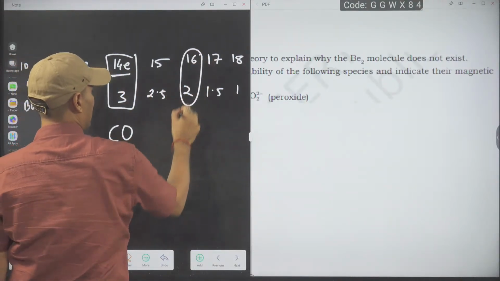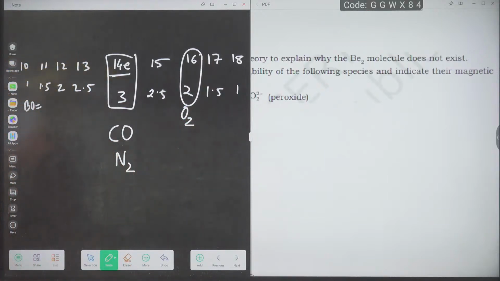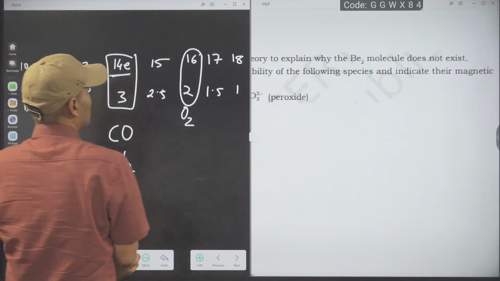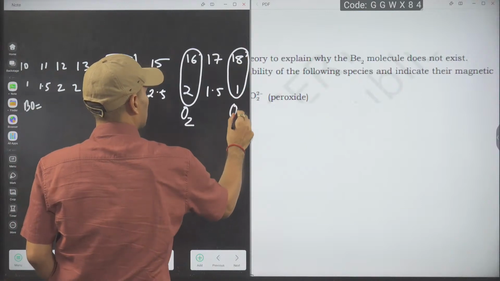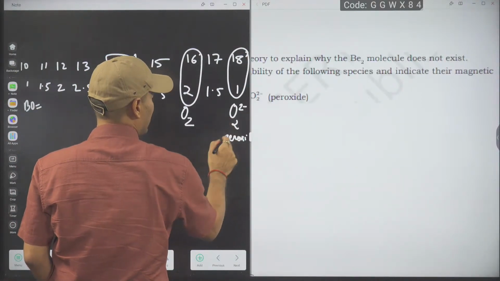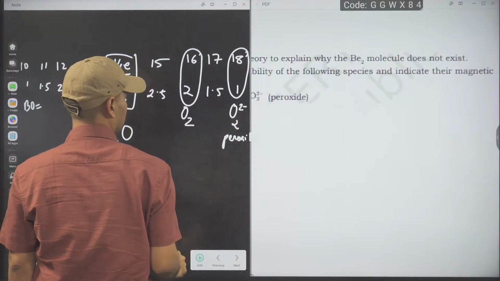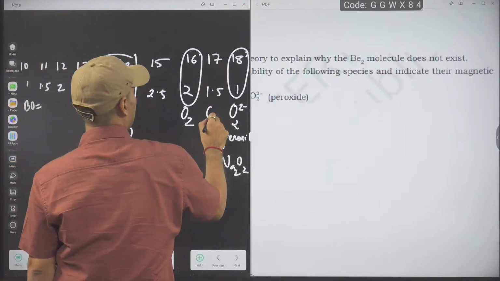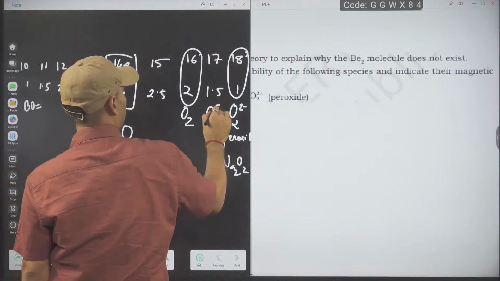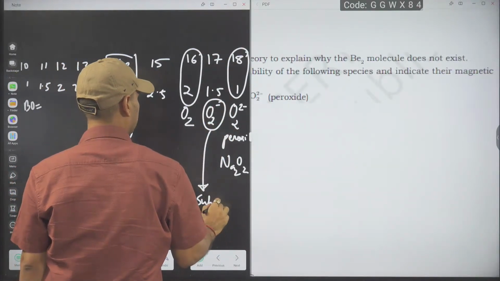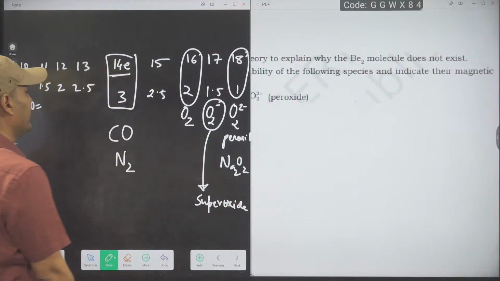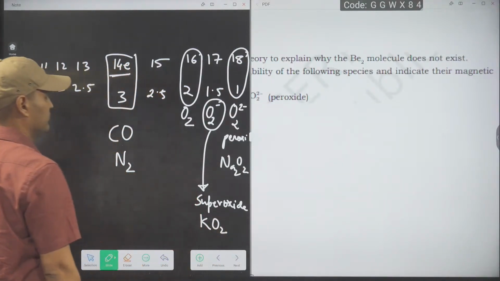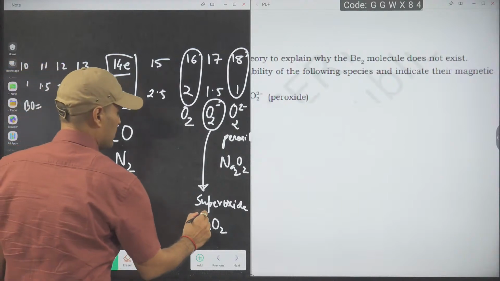We can remember oxygen, everyone knows O2, bond order 2. This one you can remember, peroxide. Peroxide, do you remember? Peroxide bond order 1, 18 electrons. They can write like this also, Na2O2, peroxide. Do you remember superoxide? Superoxide bond order 1.5. So everyone should know oxide, peroxide, superoxide, KO2.